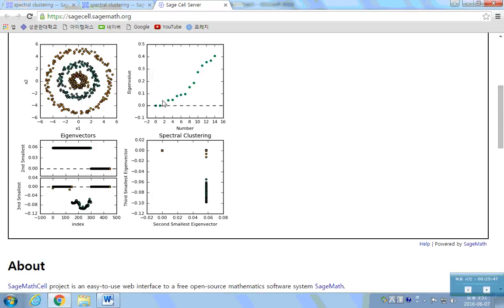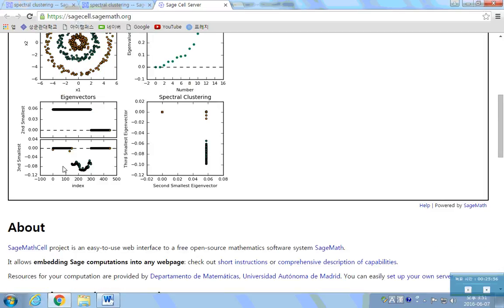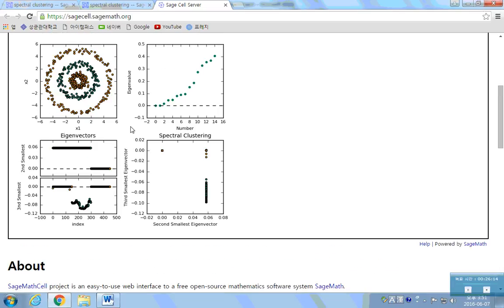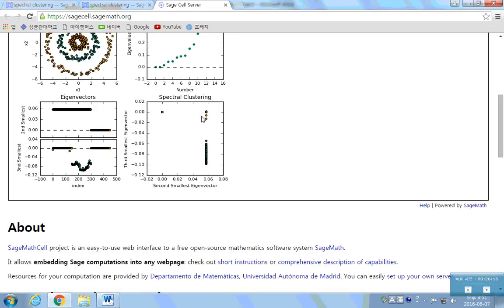So we choose the first 3 eigenvalues. That means the first 3 eigenvectors. Here is the second smallest eigenvector, here the third smallest eigenvector. Because this one should be one set, this one should be one set, and this one should be one set. That's why we can take 3 clusters.